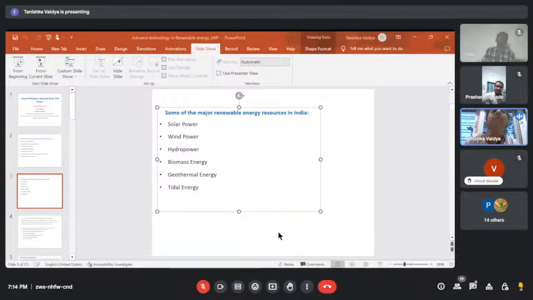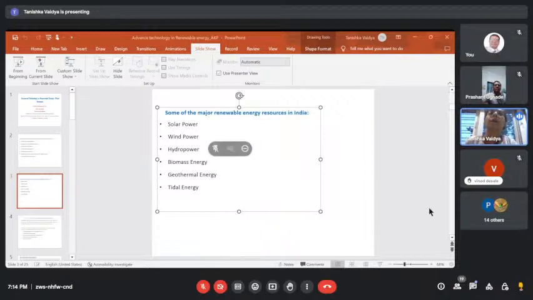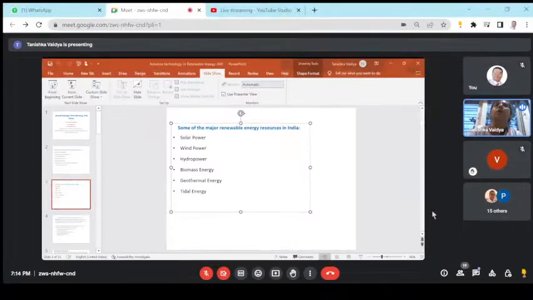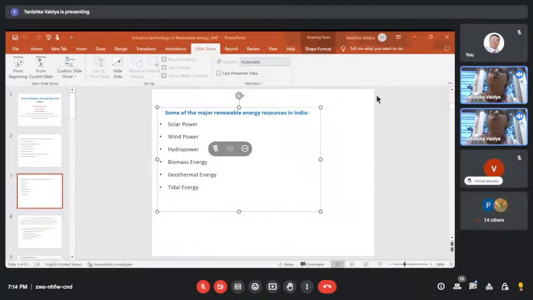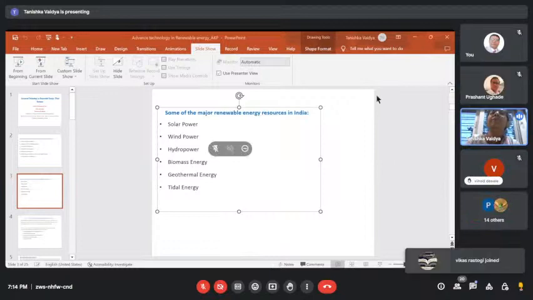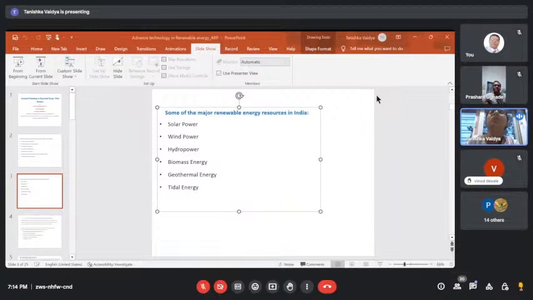So these are some major renewable energy resources in India: solar power, wind power, hydropower, biomass energy, geothermal energy, tidal energy. Out of which about 60 to 65% we use thermal power plants. And about 25% of the energy generation is by solar power plants. And about 10% is wind power, and very little, about 2%, is hydropower. And other resources we use are very, very few.